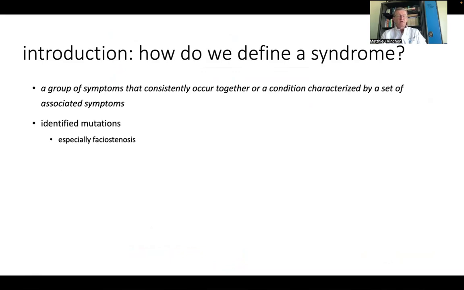So we now tend to define the syndrome by identified mutations, which is especially interesting in faciostenosis. We are more and more identifying the genes associated with faciostenosis. We also have chromosomal anomalies, which are sometimes microdeletions. Then we have to analyze which genes are involved and how they can be related to the phenotype. And we also have syndromes associated with environmental causes, like in trigonocephaly, for example.